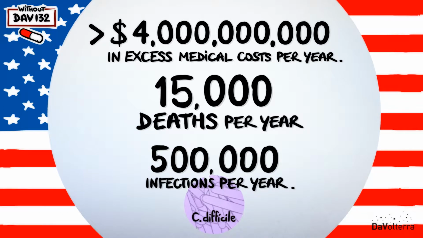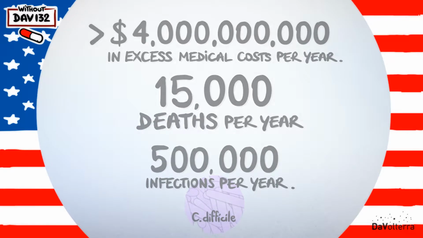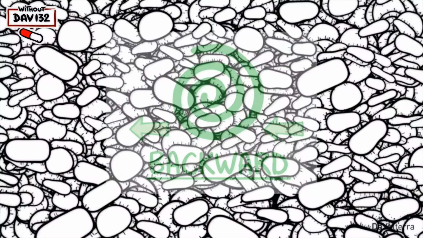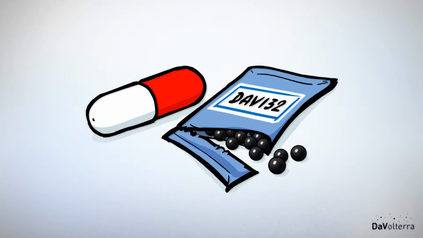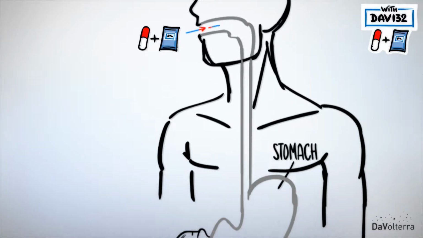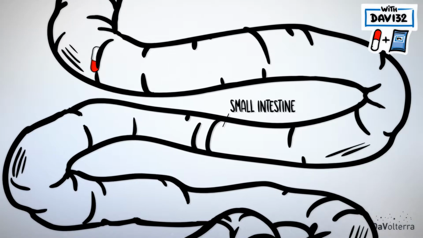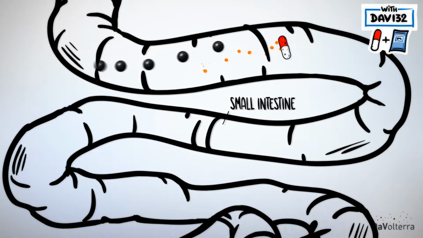Now, how can DAV132 reduce the health and economic burden of C. difficile infections? Let's go back to the original colonic flora with no C. difficile colonization and infection. Now, we take DAV132 along with the antibiotics. Both reach our stomach and small intestine. The antibiotic pill starts to dissolve and releases the active principle, which is absorbed.